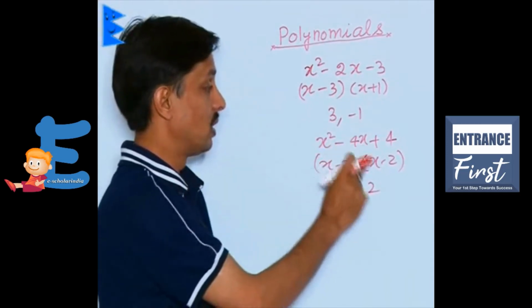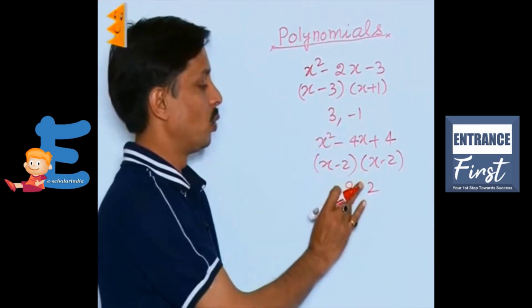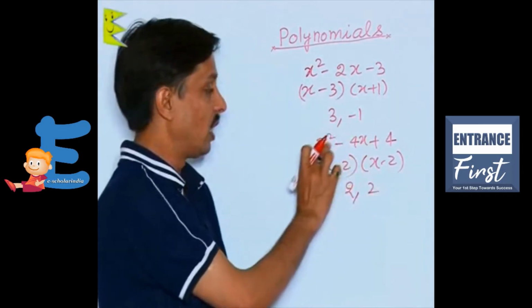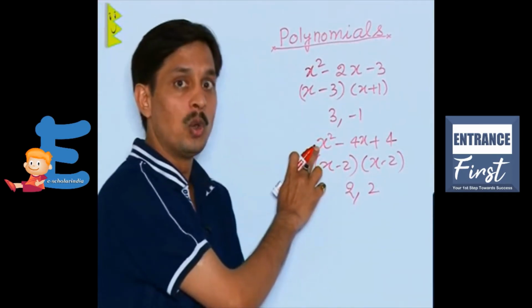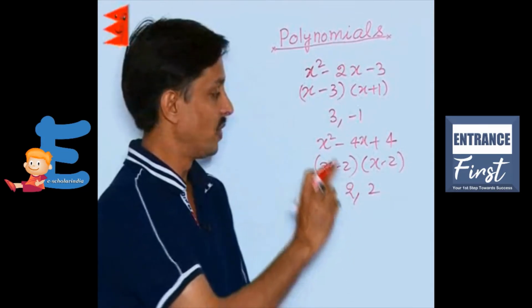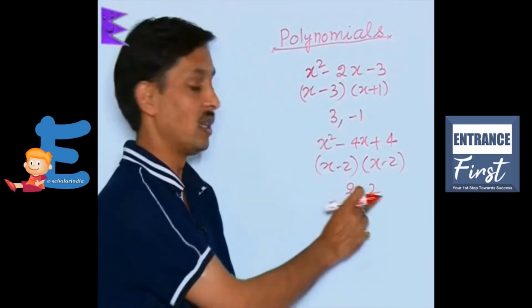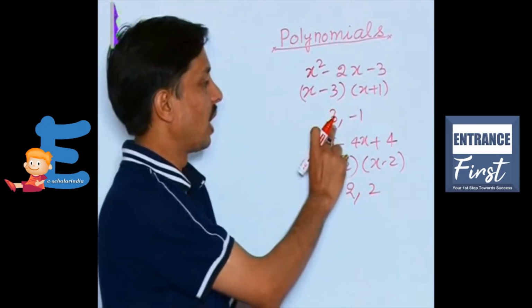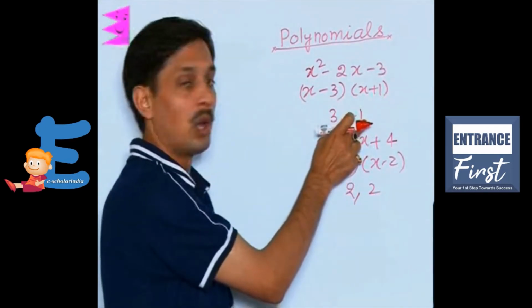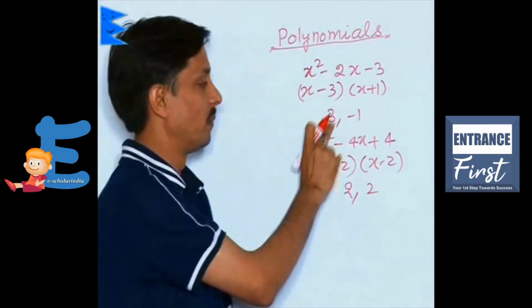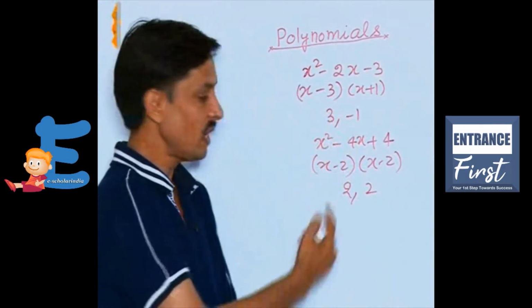But it is a quadratic polynomial, so we cannot say it has only one zero. It has two zeros, and the graph of such a polynomial always touches the x-axis at the point satisfying the condition of zeros, and the graph of this first type of polynomial will intersect the x-axis at two distinct points, minus 1 and 3.